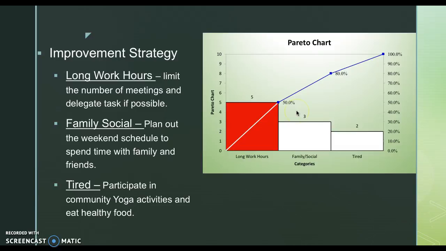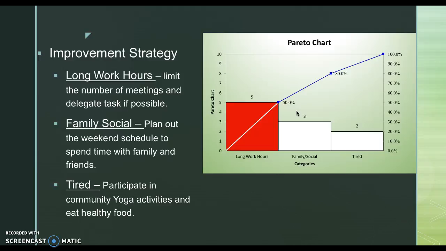So I'm looking for improvement strategies in these three categories. For long work hours, I have decided to limit the number of meetings at work if I possibly can, or delegate the tasks to my team members or other coworkers. This way, I get to leave work on time.